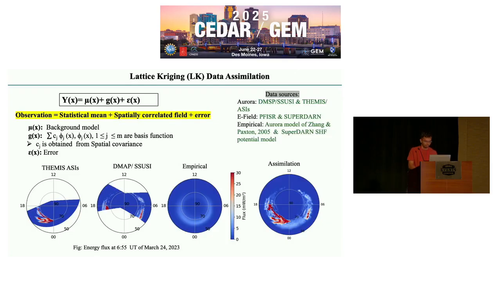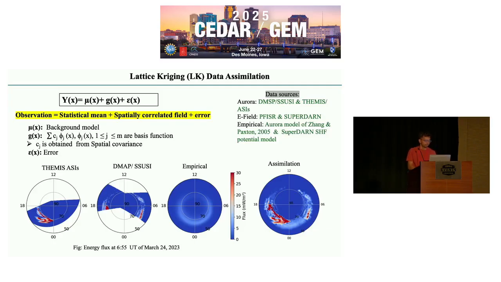Here I want to introduce the lattice kriging data assimilation approach. We get the observation by adding a spatial mean and a spatially correlated vector with an error term. The statistical mean we get from the background model. The spatially correlated field is the weighted sum of covariance and the basis function, and the error we get from the observation.